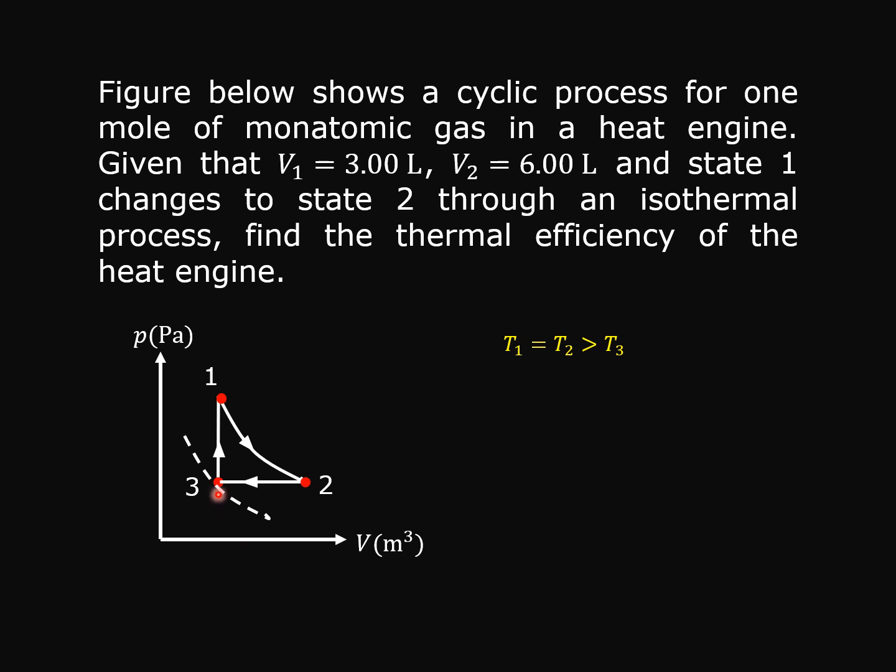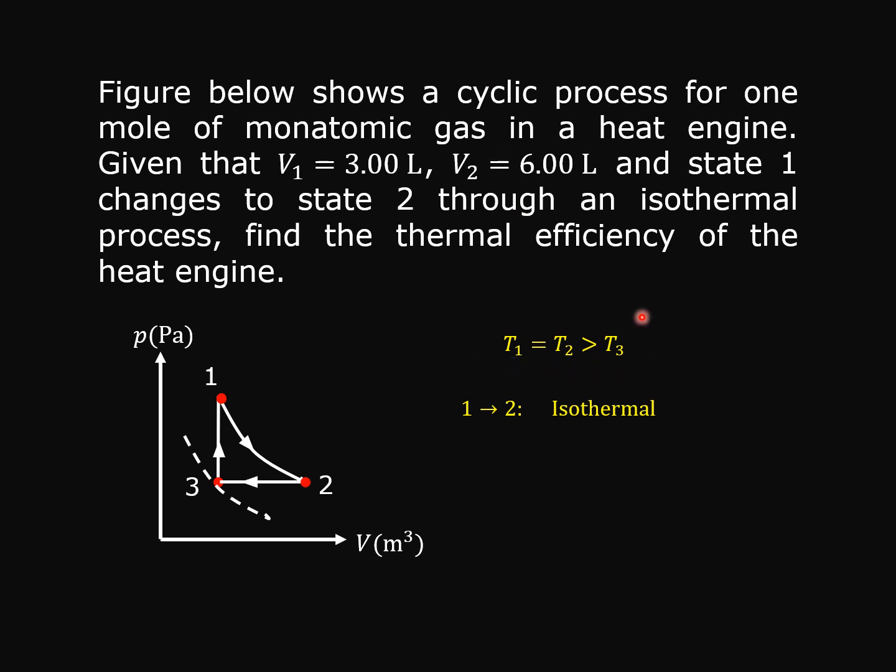Now we can sketch another isotherm through state number 3. Since this isotherm is located at the left of the isotherm connecting state 1 and 2, we know that the temperature of state 1 and state 2, which are the same, is higher than the temperature of state number 3. Therefore, we have T1 equal to T2 and larger than T3.